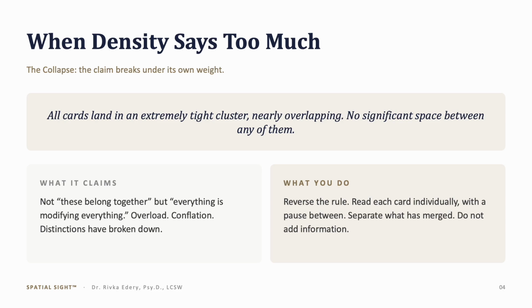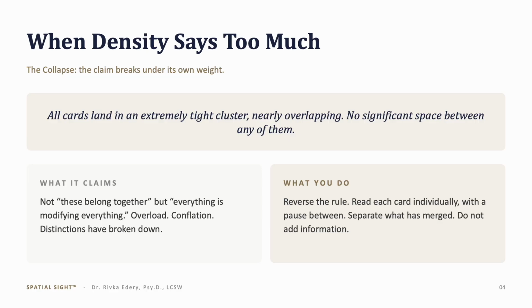For an ordinary cluster, read the group as one unit first. For a collapse, reach each card individually with a space between readings. Allow a pause after each one. Let the distinction reestablish itself before you move to the next. Why the reversal? Because the two rules are actually the same rule wearing different clothes. And the rule is: give the geometry what it is missing.